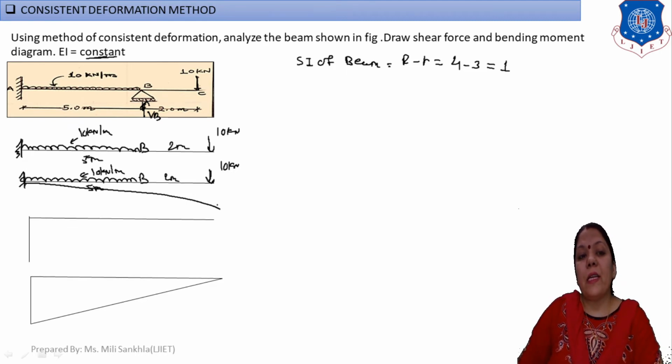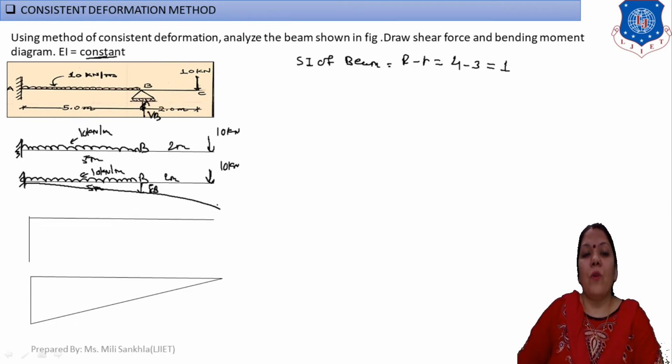Now we release the support at B, so we find out the deflection at this point. It is very important, take care. The point where we release the redundant, whether we release the roller support or the hinge support, at that point we find out the deflection. That means we find out the deflection at this point.